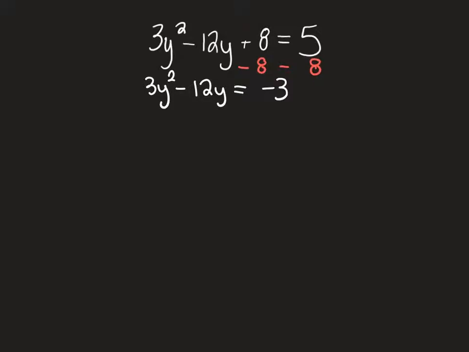Now, we didn't do one like this yesterday, but the other thing we have to do before completing the square is we can't have anything in front of our squared term. So we're going to have to divide everything by 3 to get rid of that. So we're going to divide everything by 3, which then gives us y squared minus 4y equals negative 1.